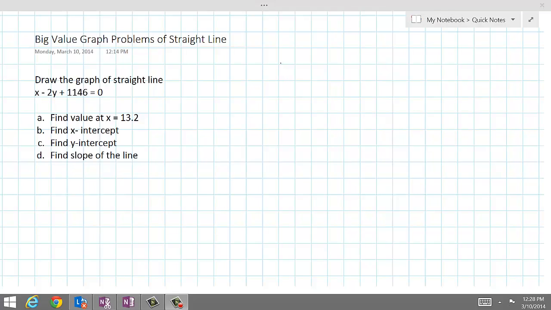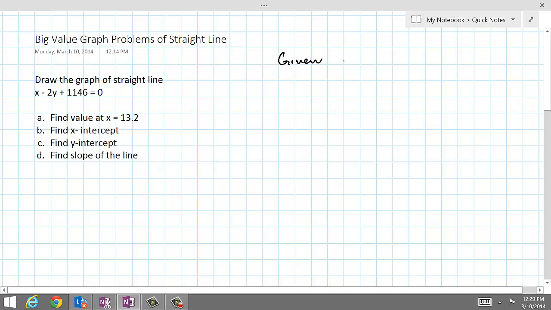Big value problems of straight line. Here we have a question in which we are required to draw the graph. As step 1 of the procedure for drawing graph of straight line, we will isolate the value of y. So let's get started. The given straight line is x minus 2y plus 1146 equal to 0.